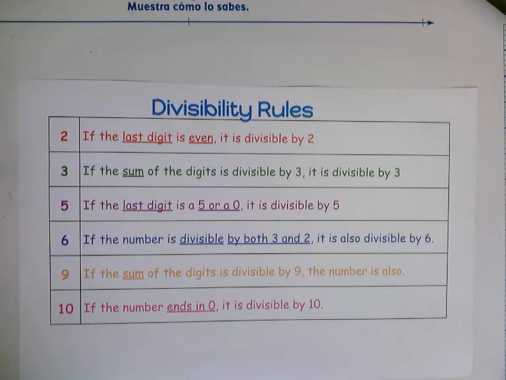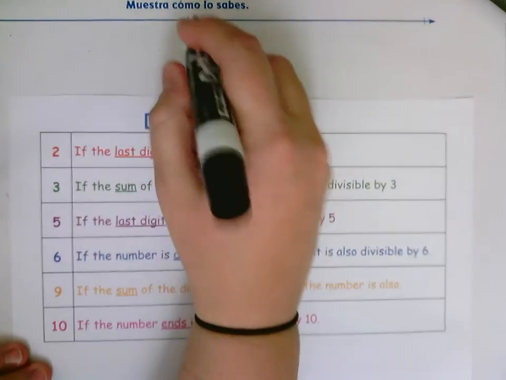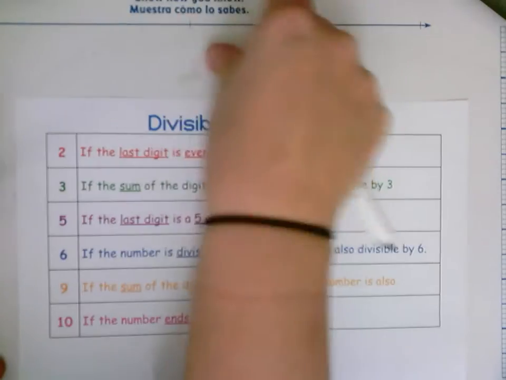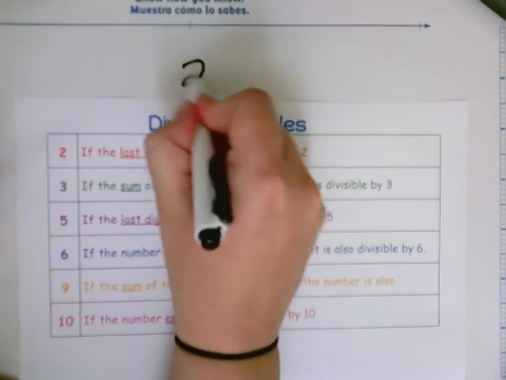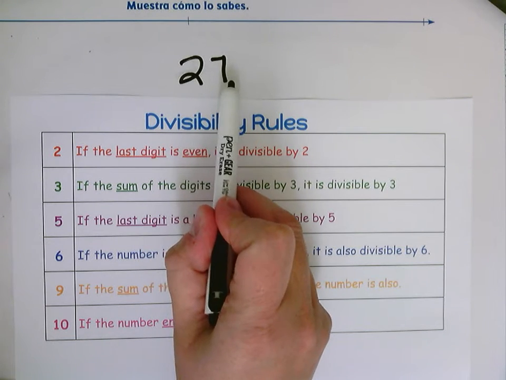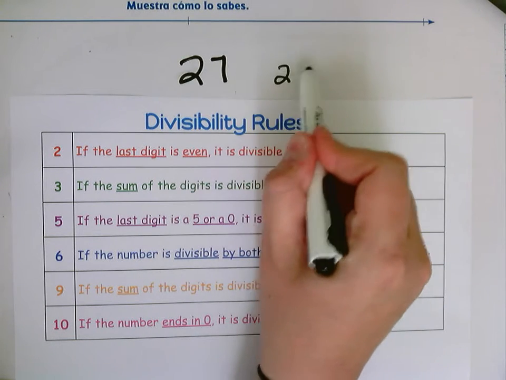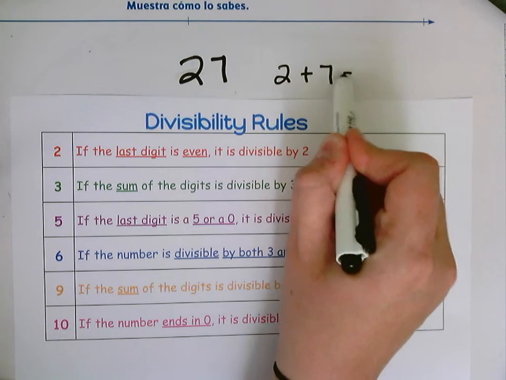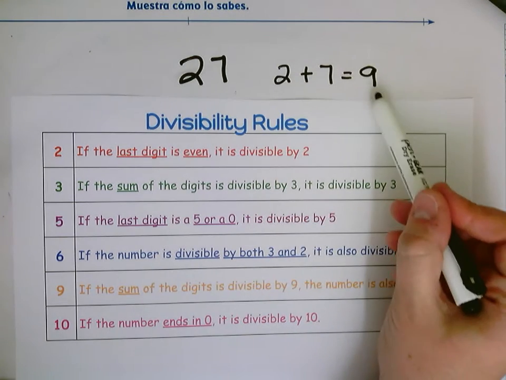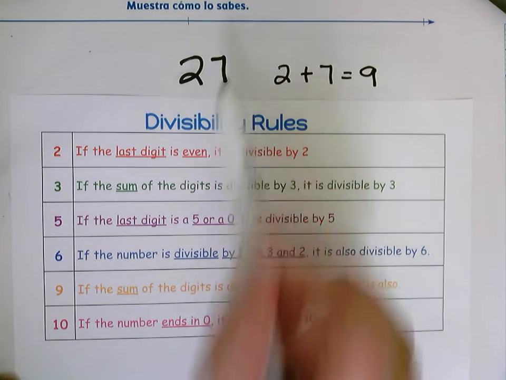What that means is, if I have a number like 27, the digits of 27 are 2 and 7. So if I added those together, 2 plus 7 equals 9. And 3 is a factor of 9. 9 is divisible by 3, so 27 is also divisible by 3.